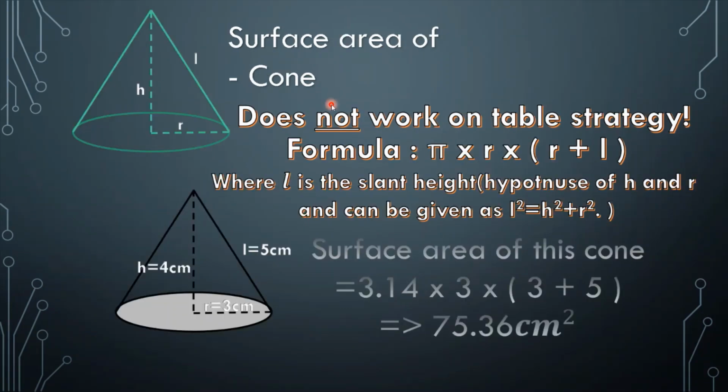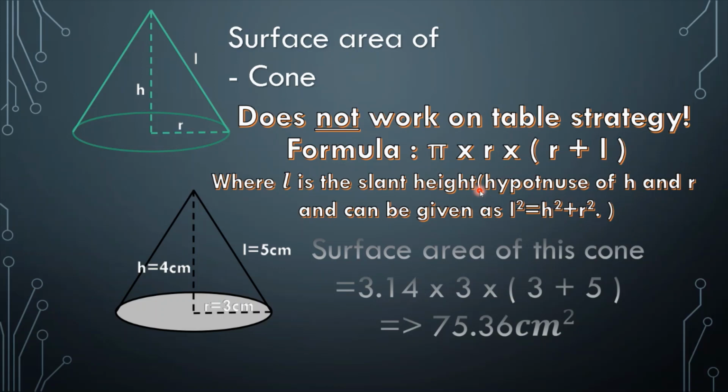Surface area of a cone. This also does not work on the table strategy. So, the formula is pi times r times (r plus L), in which you do r plus L first. Here, the L stands for the slant height, not length. It's the hypotenuse of r and h, which is also known as L squared equals h squared plus r squared.